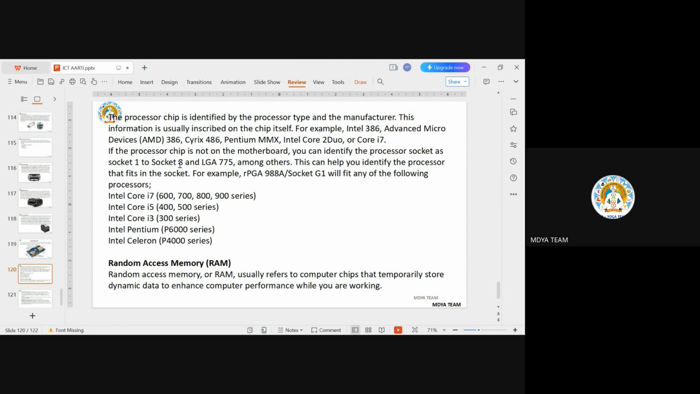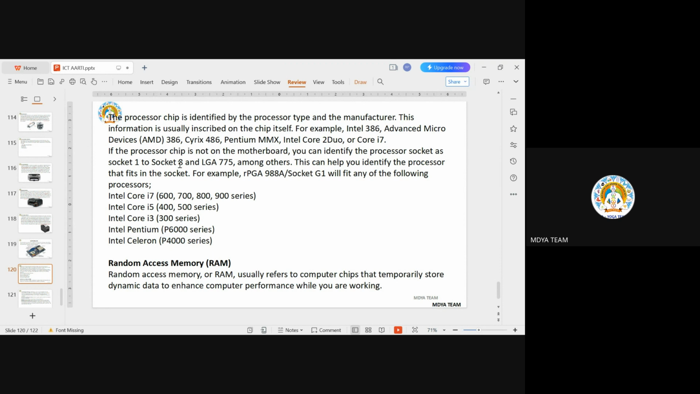In some earlier motherboards, the CPU is connected directly to the motherboard, and we can't remove it. But on some motherboards there is a socket, so we can remove the CPU and place the CPU. There is a socket present in the motherboard, so we can place the CPU on it or remove it. Both options are present for the CPU.